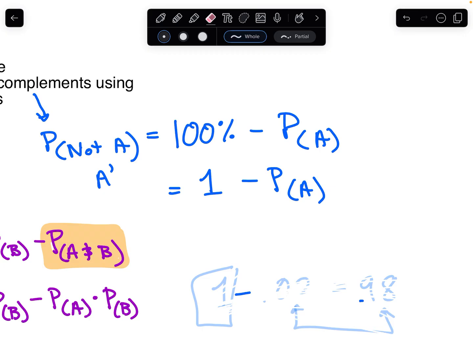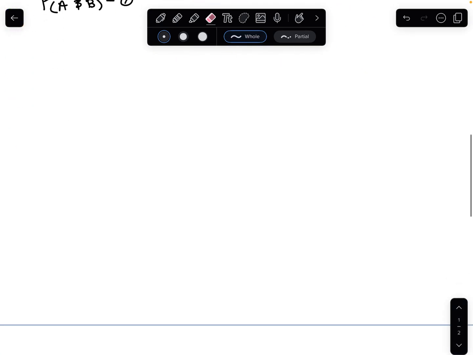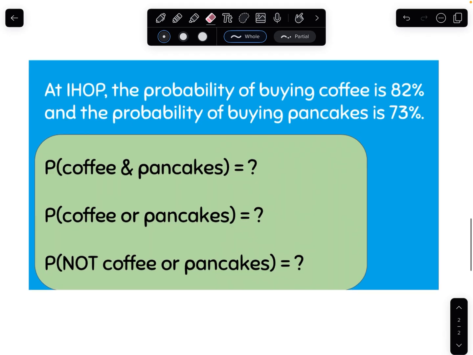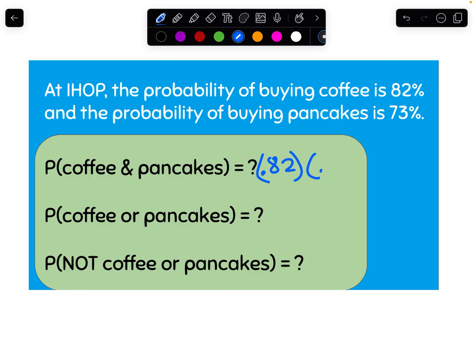Okay? So let's look at an example using these formulas here. At IHOP, the probability of buying coffee is 82%, and the probability of buying pancakes is 73%. I completely made up those numbers, so don't get mad at me if it's not real. What is the probability of a customer getting both coffee and pancakes? So what we're going to do is multiply 0.82 times 0.73. You would use a calculator and you should get approximately 60% when you multiply those.